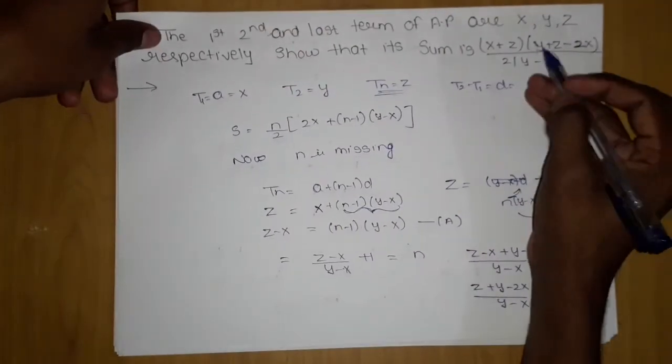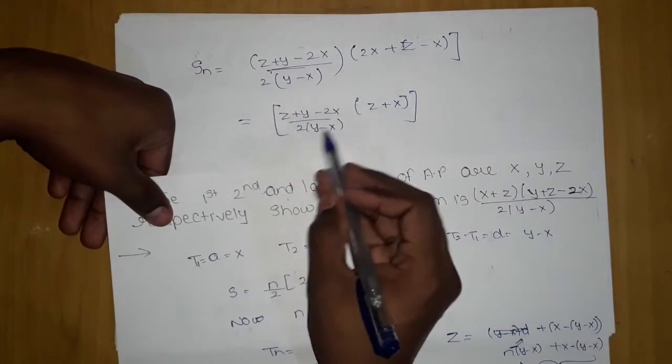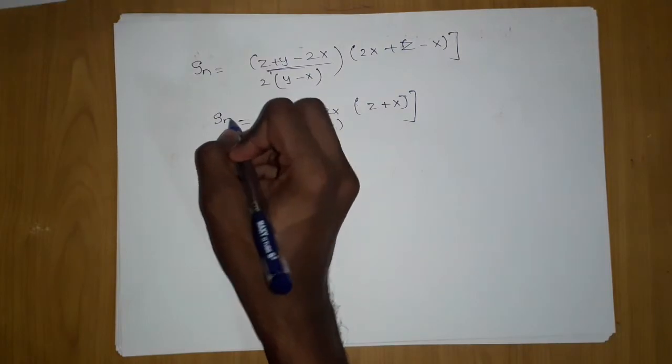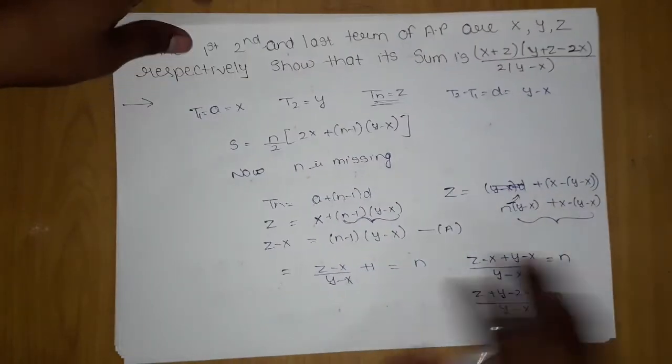Now let's see what we needed to find. z plus x into y plus z minus 2x upon 2 into y minus z plus x. So we got our answer. Hope you understand how we got the idea and how we proceeded with this question. Now let's move on to the next question.